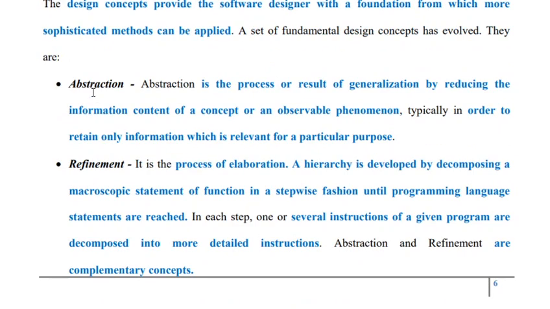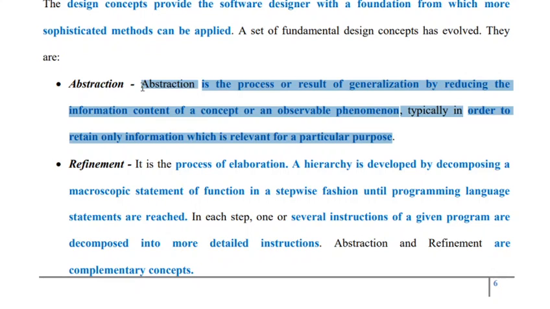Now let us try to understand what is abstraction. Abstraction is the process or result of generalization, where we try to reduce the information content of a particular concept or observable phenomena. So here, in order to facilitate understanding of a particular component, we try to promote abstraction, where we represent only the essential features of the function and subside the things that may not be of concern. So, for example, in case of programming, we implement interfaces. Interfaces are one important way we can promote abstraction. Similarly, an abstract class is a mechanism for promoting abstraction.